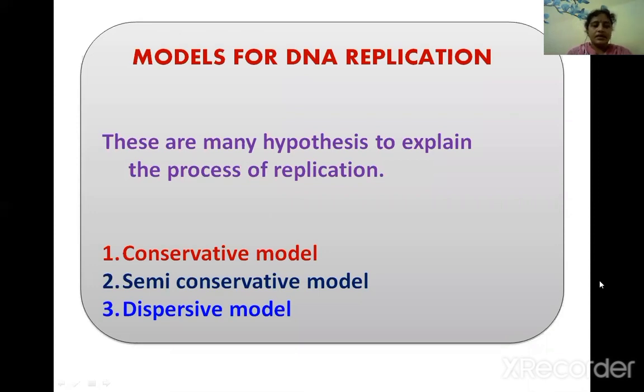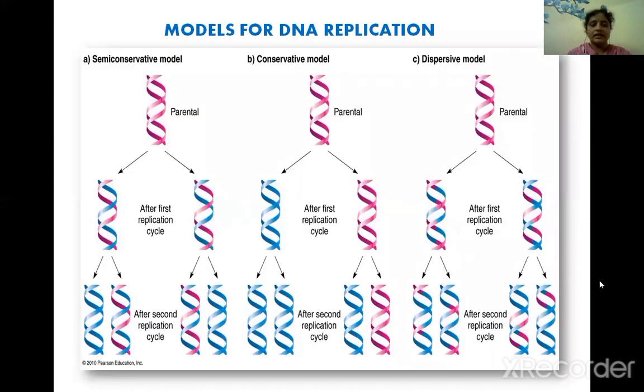After Watson and Crick proposed the double helix DNA model, three models for DNA replication were proposed. The first is the conservative model, the second is the semi-conservative model, and the last is the dispersive model. These are very clear in this picture. First, let us go to the semi-conservative model.